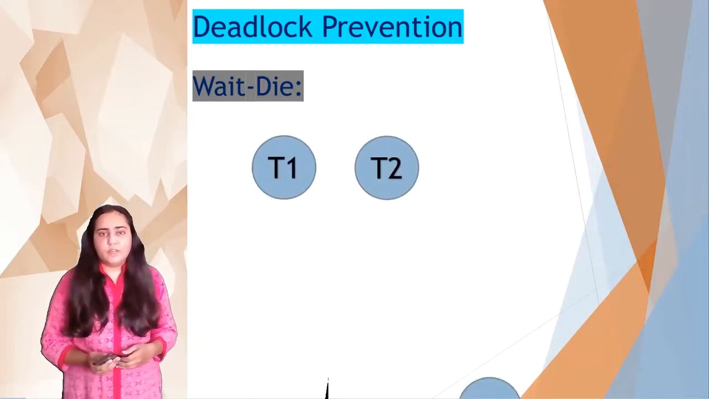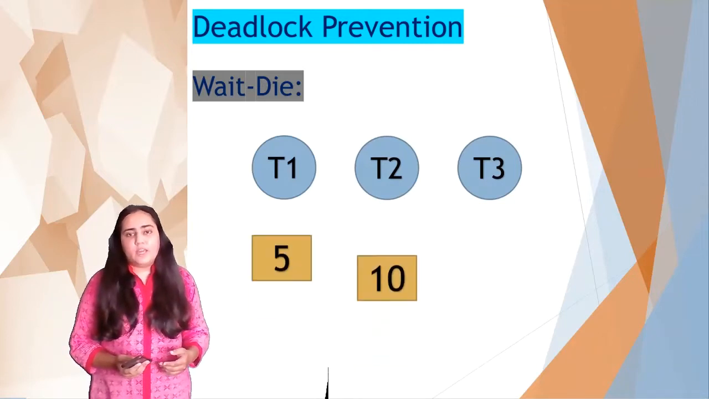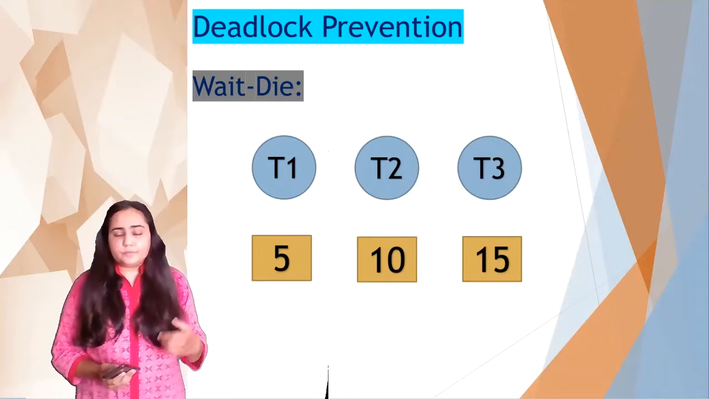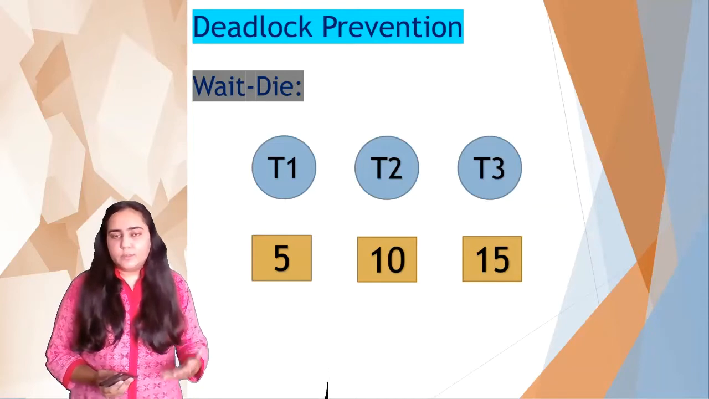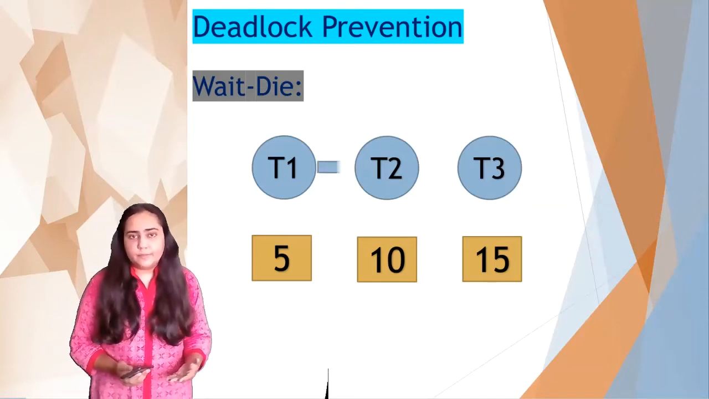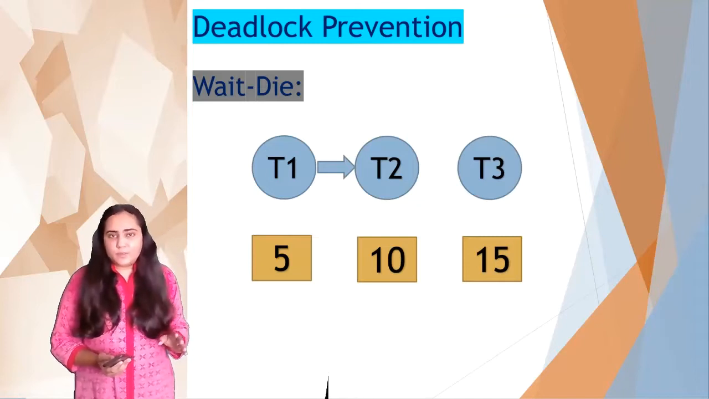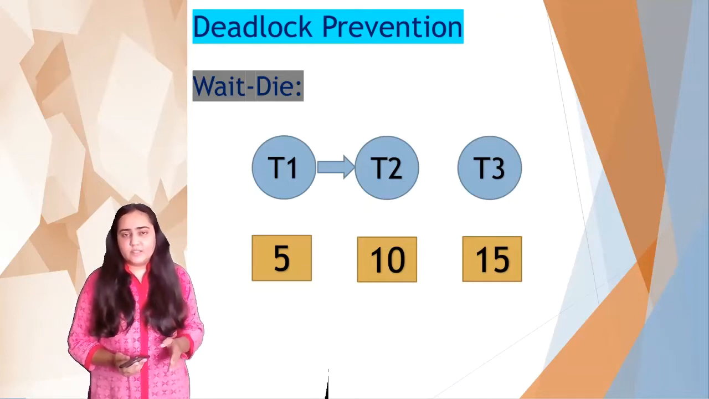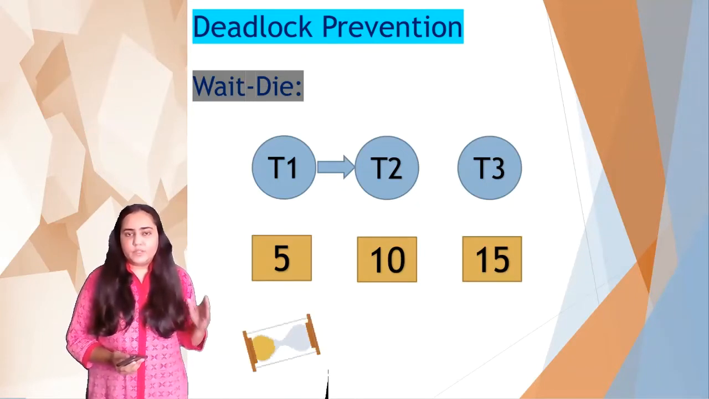So consider you have three transactions, T1, T2, and T3, and they have the following timestamps, 5, 10, and 15. Now, assume that T2 holds some data item and T1 wants it. So T1 is requesting a data item from T2. As per the wait die technique, because the timestamp of T1 is less than the timestamp of T2, because 5 is less than 10, T1 will be allowed to wait. So T1 will be waiting.